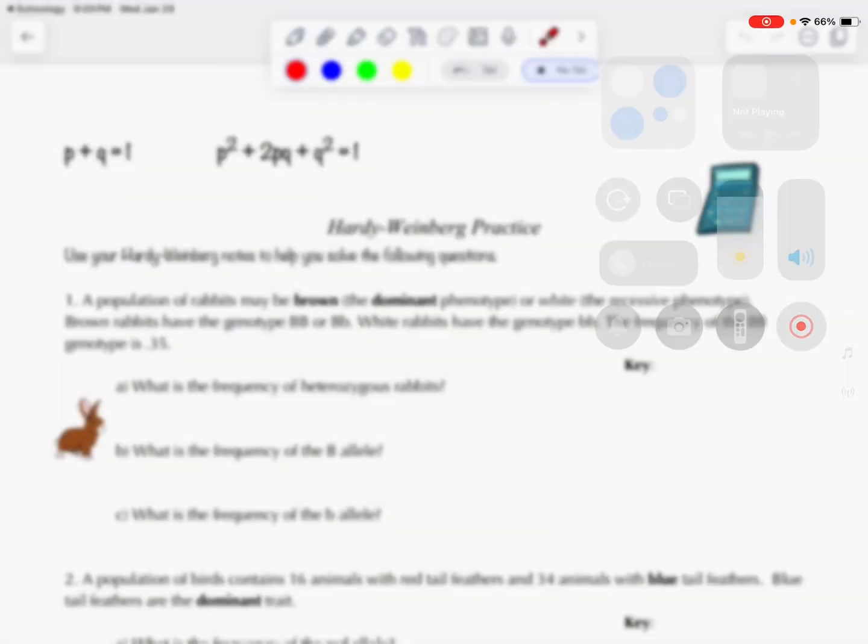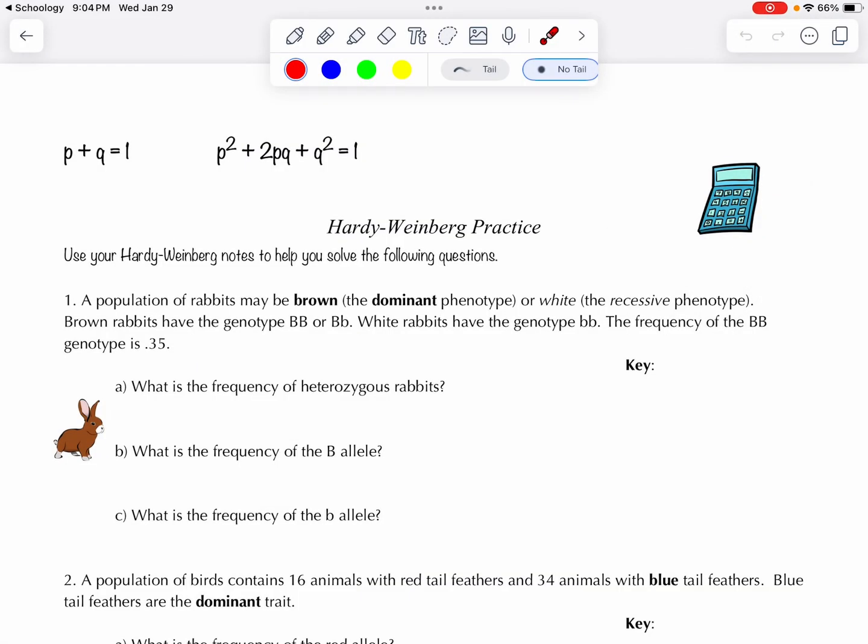All right, ladies and gentlemen, I'm going to go over the Hardy-Weinberg practice worksheet with you. I'm sorry that I can't be in school to help you guys out, but hopefully this will answer any questions you have in preparation for the test, which is next class. So I'll go through each one, try to give you explanations as to what's going on, and hopefully this will help.